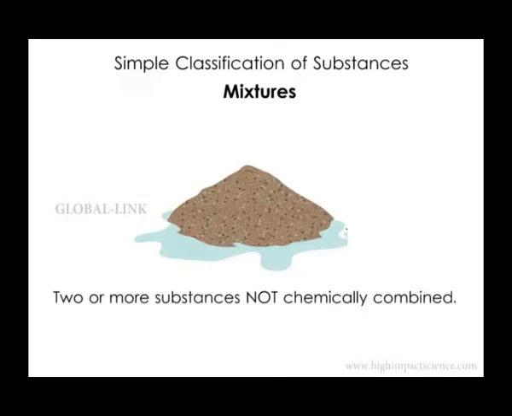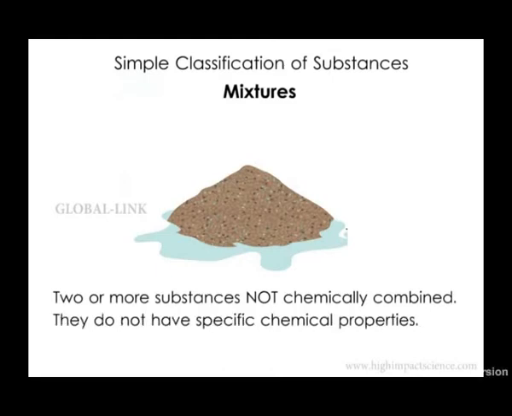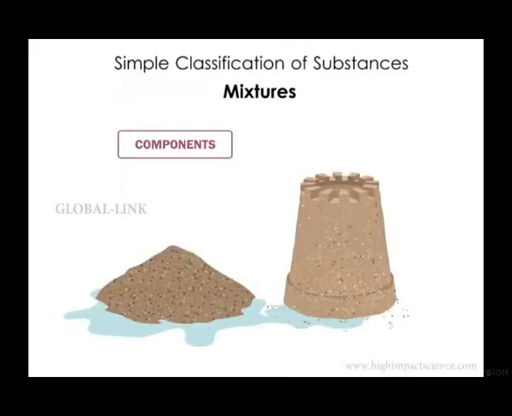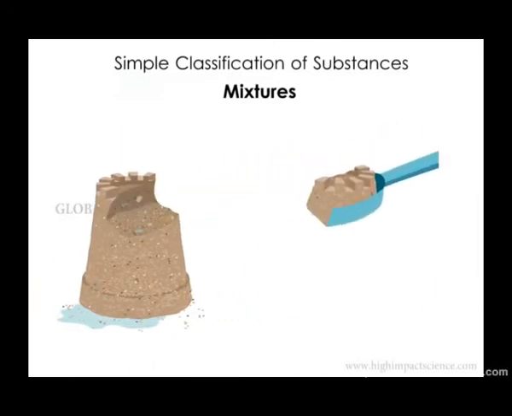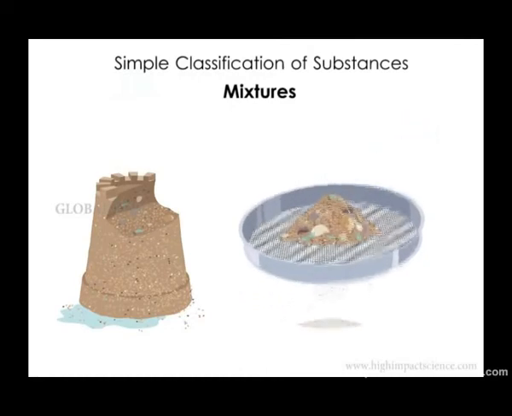A mixture is made up of two or more substances that are not chemically combined. Therefore, mixtures do not have specific chemical properties. Their properties depend on the substances or components that make them. The components of a mixture can be extracted using appropriate separation methods.